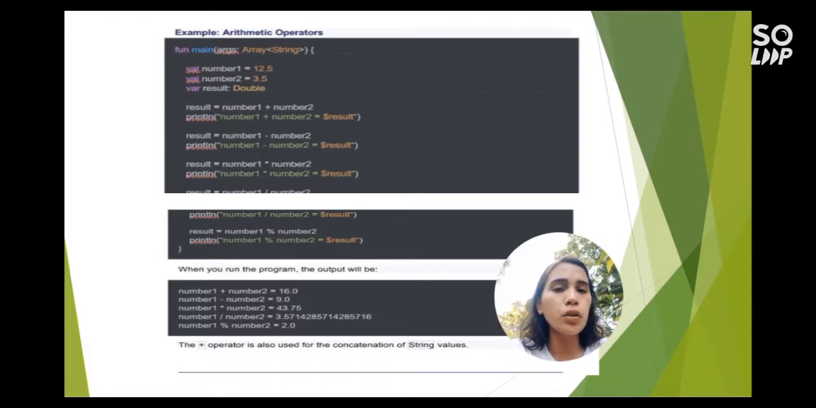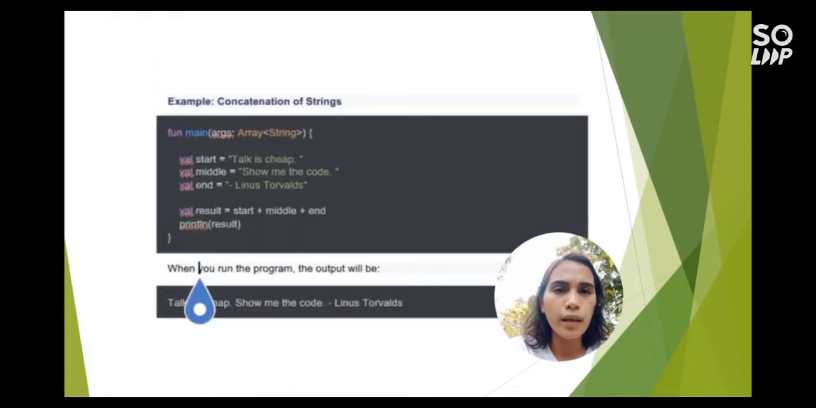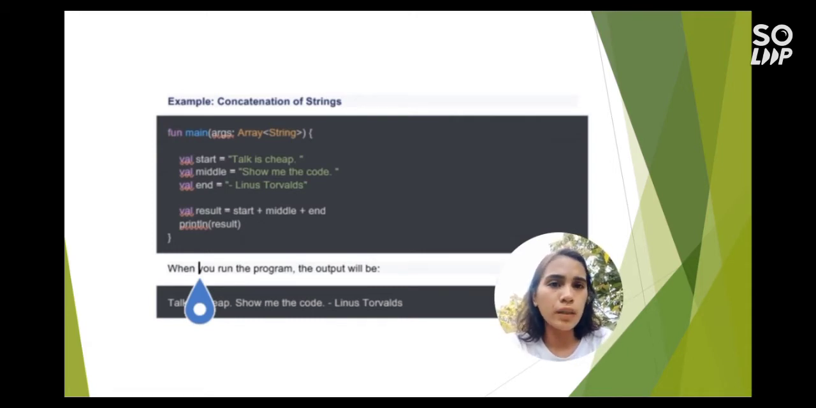So the plus operator is also used for the concatenation of string values. Okay, next. Example of concatenation of strings: val start equals "Stock is cheap", val middle equals "show me the code", val end equals "Linus Torvalds". So val result equals start plus middle plus end, then println(result).